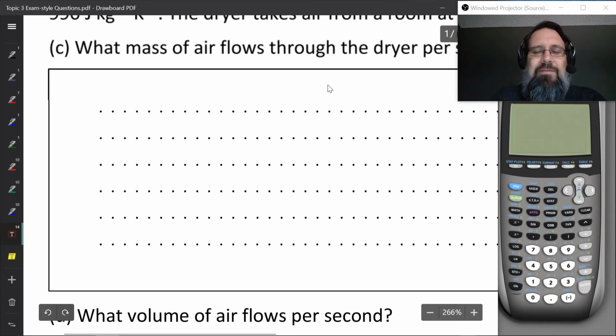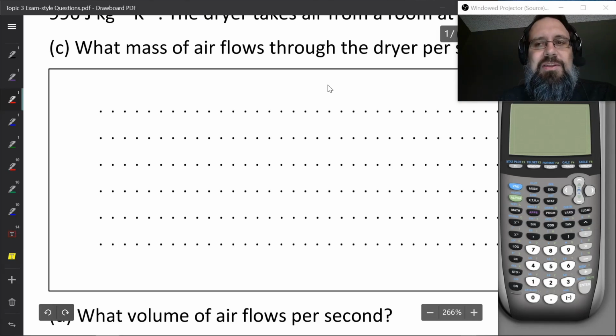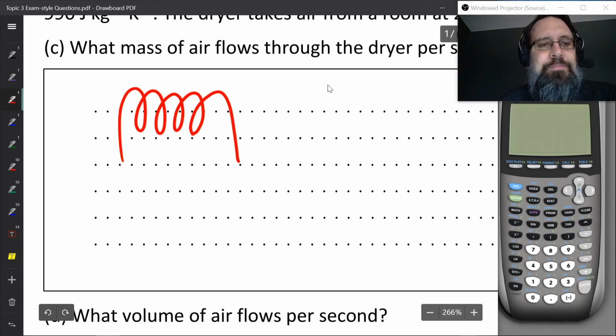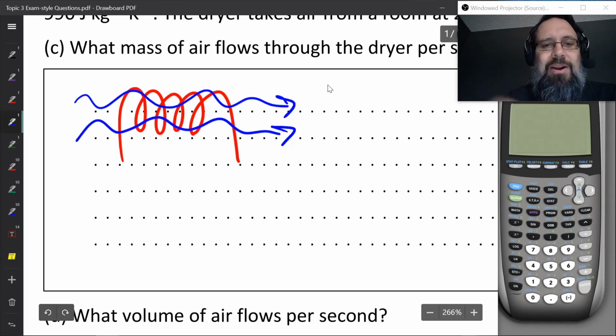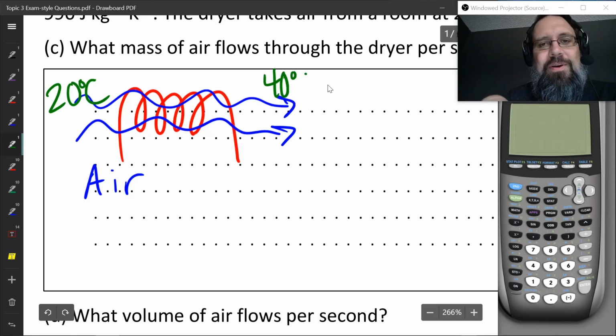A lot of times when you have really complicated situations like this, it's really helpful to draw a picture. So that's what I'm going to do. Here's the coil. That's the heating coil within the blow dryer. And what's going to happen is we're going to blow air past it like this. So that's my air. And what it said was it's taking the air from 20 degrees Celsius and delivering it at 40 degrees Celsius.